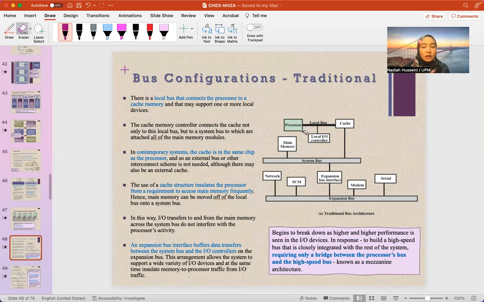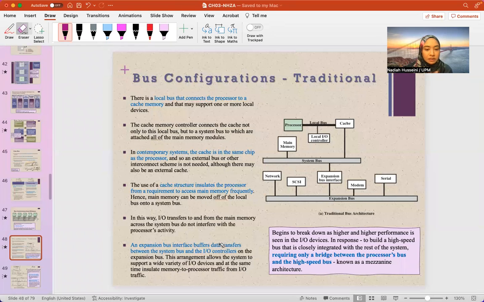In this way, the IO transfers to and from the main memory across the system bus do not interfere with the processor's activity. So whatever is happening here, it is insulated by the cache, meaning to say that, remember we talked about the IO can exchange data with the main memory, it can read and write to the main memory. So it can happen independently of the processor if the processor has granted the authority to the IO. So the cache insulates and allows that independency to happen.